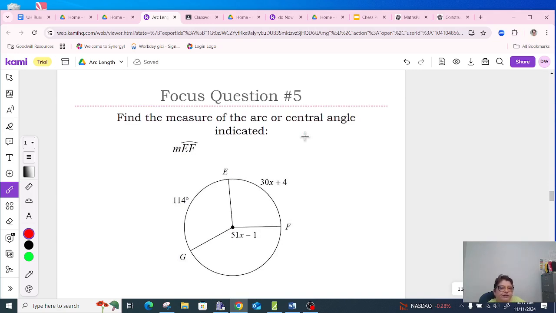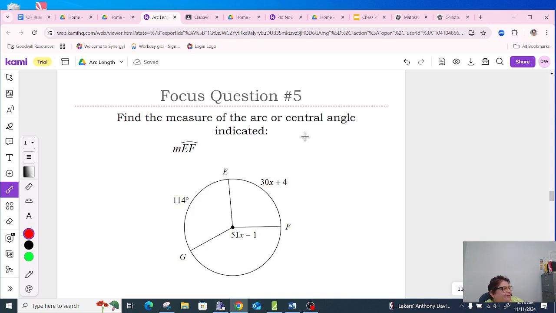Find the measure of the arc or central angle indicated. But EF, all I have is 3x plus 4. How am I going to find that? Find out what X is, work out that problem the same way as the problem before, and then you'll have your arc. Okay, but I don't have a diameter.